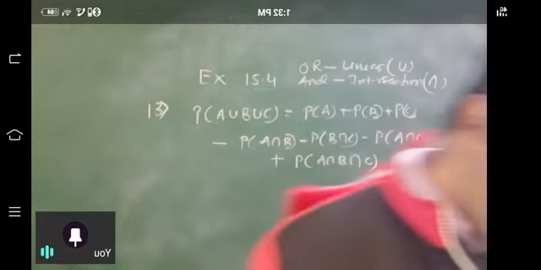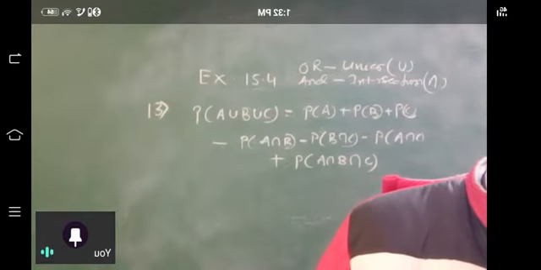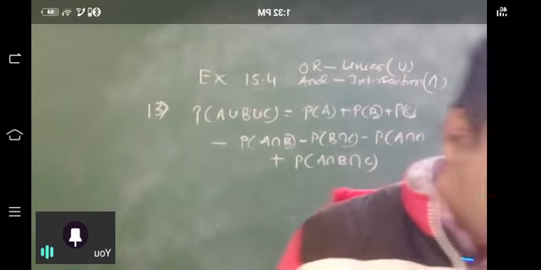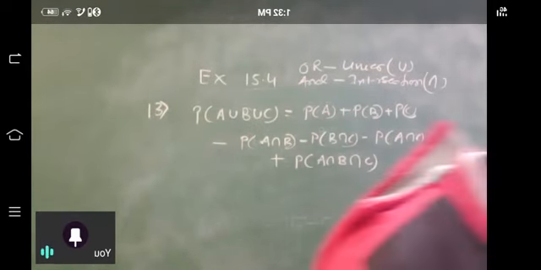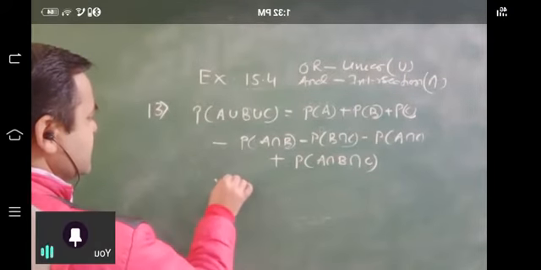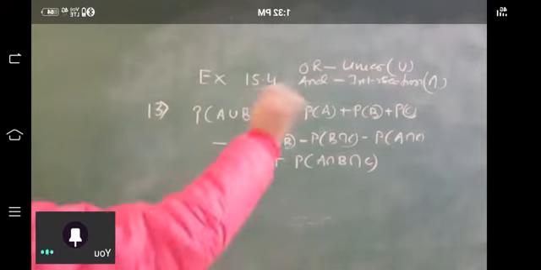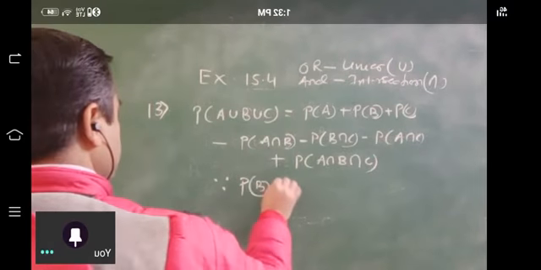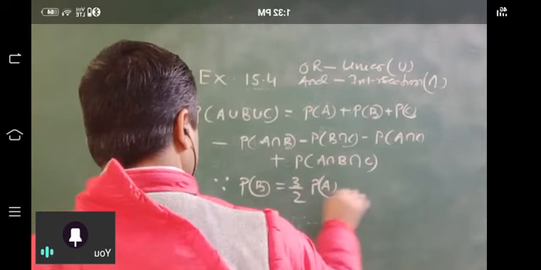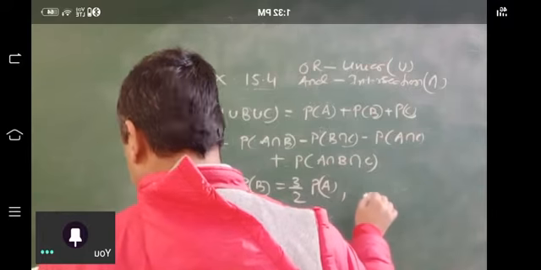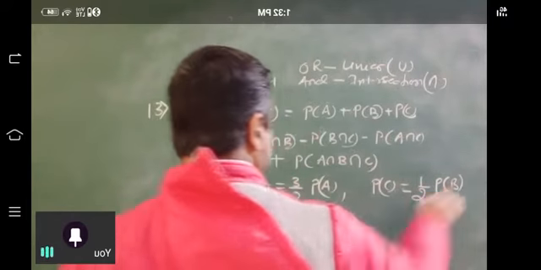And what is given here? It is given that we need to find the probability of A, given that probability of B is 3/2 of PA and probability of C is 1/2 of probability of B. The condition is also given here: probability of B is 3/2 of probability of A, and probability of C equals 1/2 probability of B.